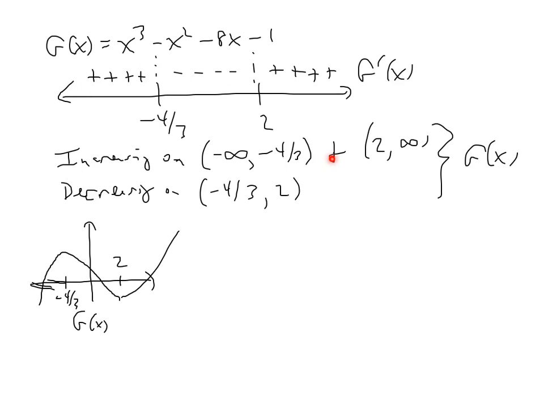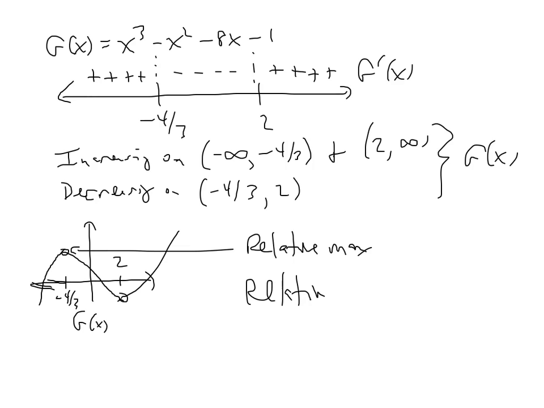And so if I can go from seeing the plus, minus, plus information of g prime to increasing and decreasing for g, even if I can only draw a really rough sketch of g, something that increases, then decreases, then increases, that tells me where I have these relative extrema. That's definitely going to be a high point, so relative max, and this is definitely a low point, relative min.